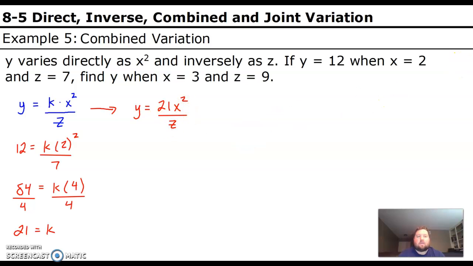Okay, now to solve our problem, we'll need to plug in the two pieces they gave us and solve for the third one. So they say x is 3 and z is 9, find y. All right, so y equals 21 times 3 squared over 9. 3 squared is 9, so that's 9 divided by 9, which just cancels out. So you end up with y equals 21.